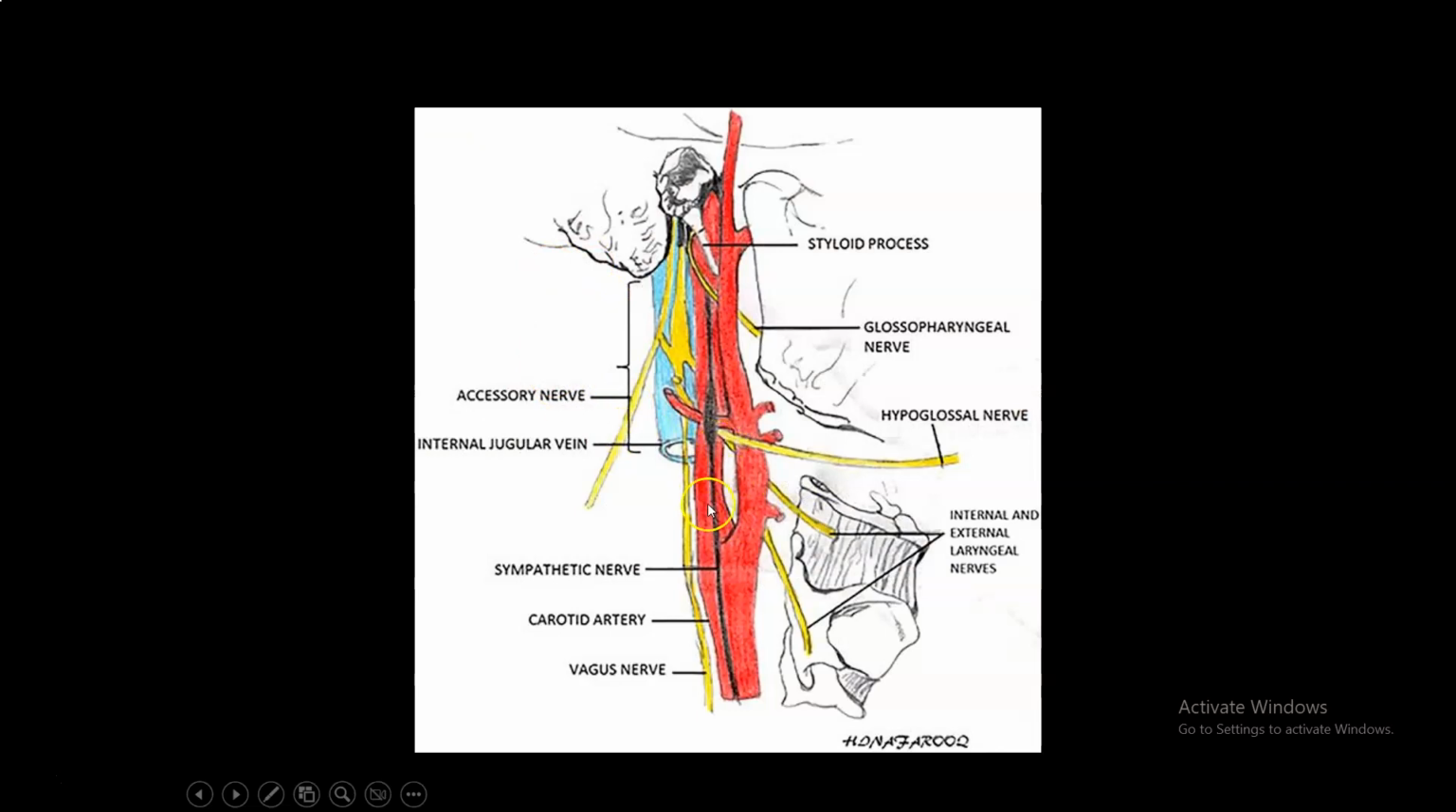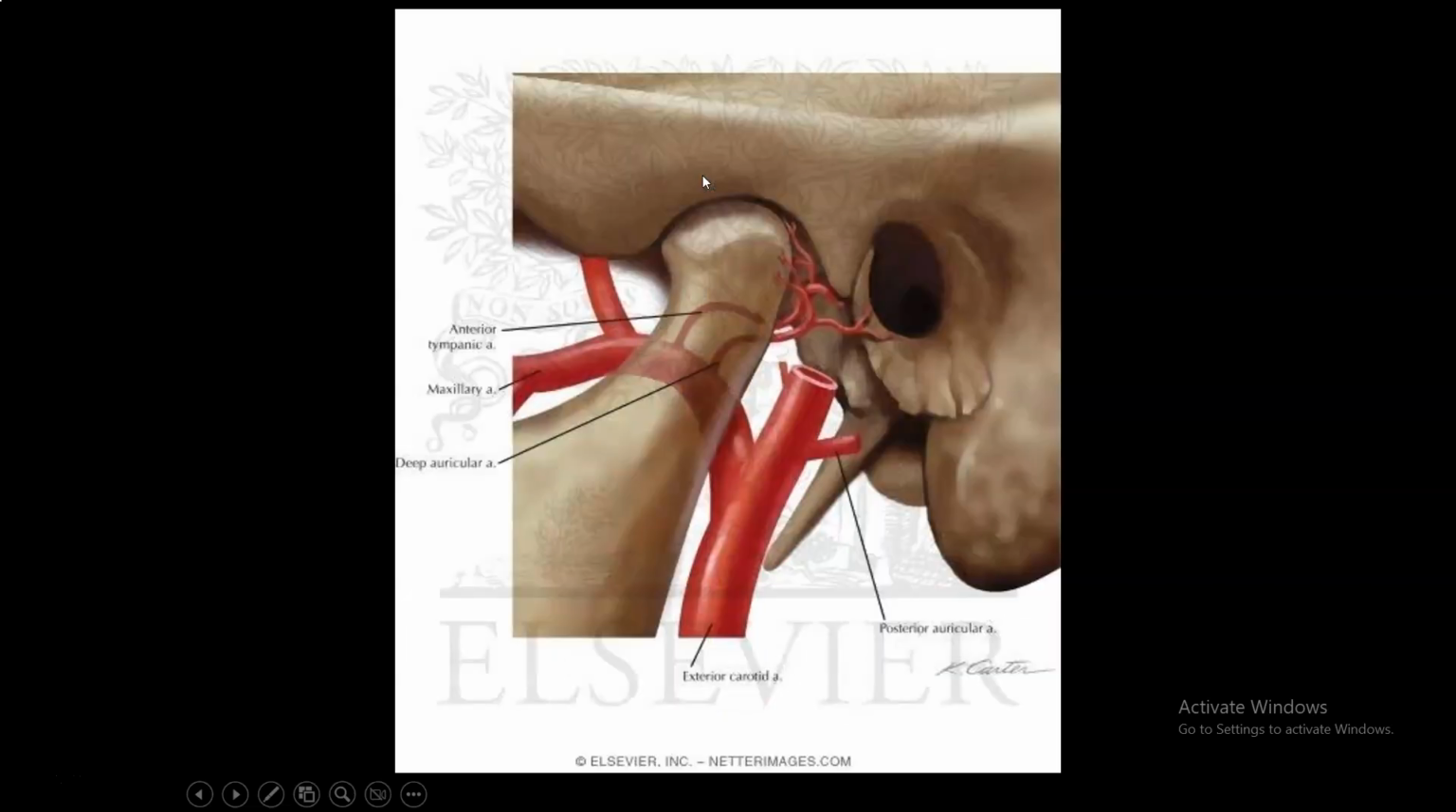It's another view showing the common carotid, external carotid here. This is the angle of the mandible, and you can see their way to the skull. And here is the substance of the parotid gland, with the external carotid dividing into the maxillary artery and superficial temporal artery, and it is very close to the temporomandibular joint and the angle of the mandible.